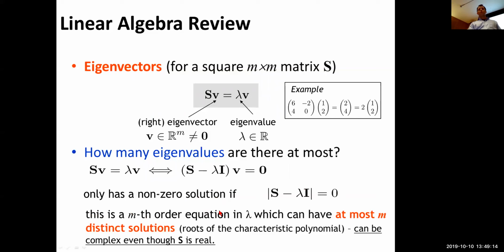And this is an mth order equation. It's a linear equation which basically tries to find the values lambda that can solve it, and can have at most m solutions, which are basically the roots of the characteristic polynomial. And these roots can be complex, even though S, the matrix itself, is real. Okay, because the product of complex numbers can be a real number; for a square to become a negative number, you need to have complex numbers. Everybody with me so far?